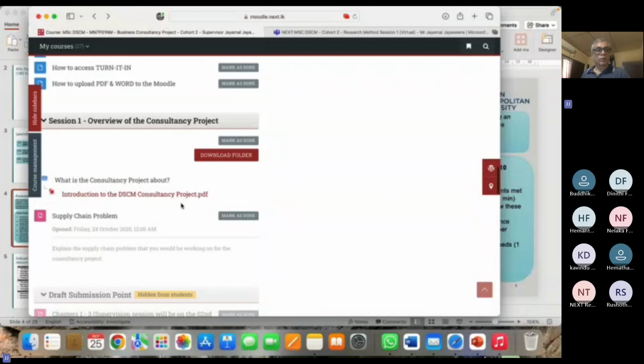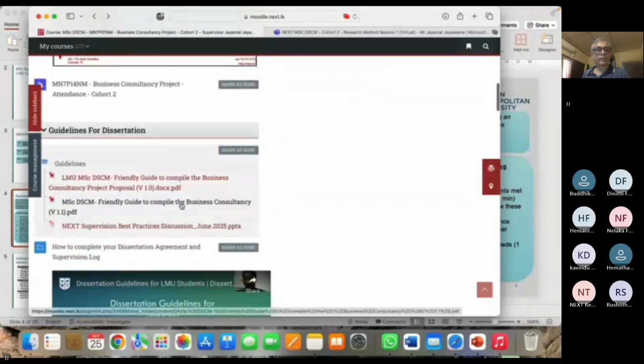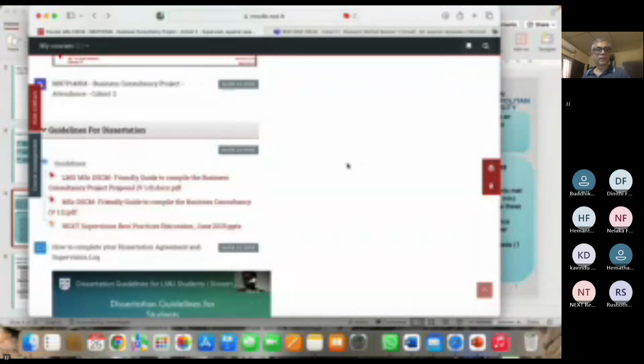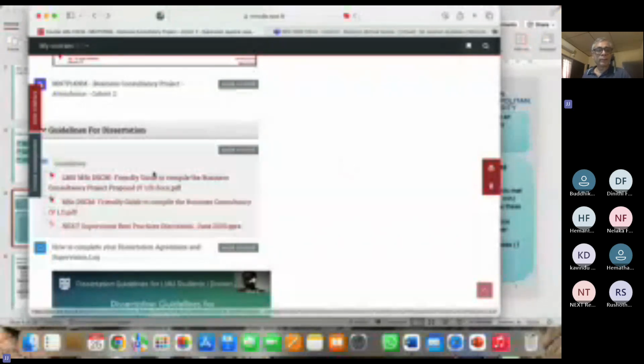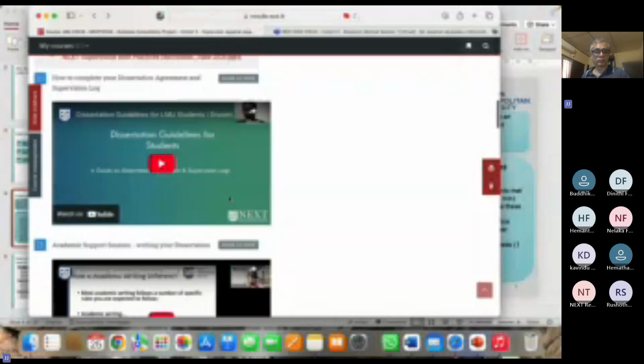Right? So read through the guide. Now there is a friendly guide here. You can see my screen. Friendly guide to compile the business consultant project. Read through this one. Read both version 1 and version 1.1. It will give you in detail how to do your project, how to do this consultancy project. I'll explain to you in real detail as you go along.